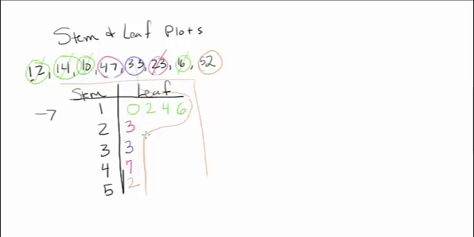If you had a mode, so if we had two 23s, we would be able to see very quickly that was our mode. 23, 23. That's the only leaf that repeats within the same stem, so we would know very quickly that is our mode. So this is a stem and leaf plot.